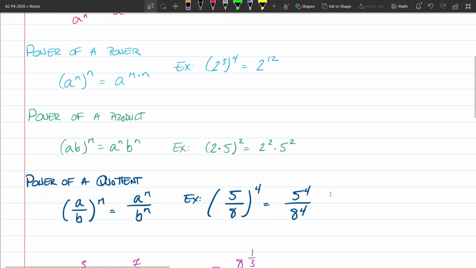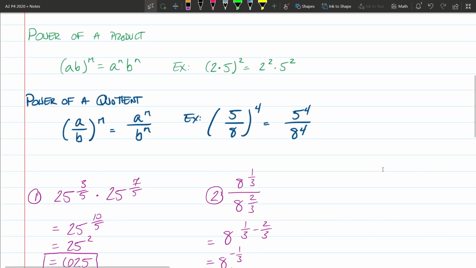Another thing we can do is power of a product. If I have a times b to the m, that's the same as saying a to the m times b to the m. That one's kind of like distribution. Then we have power of a quotient, which works kind of the same way. If I have a fraction to a power, both the numerator and denominator get raised to that power, just like in this example here. I know in the examples I used really convenient whole numbers, but you can also do fractions, and fractions represent roots.